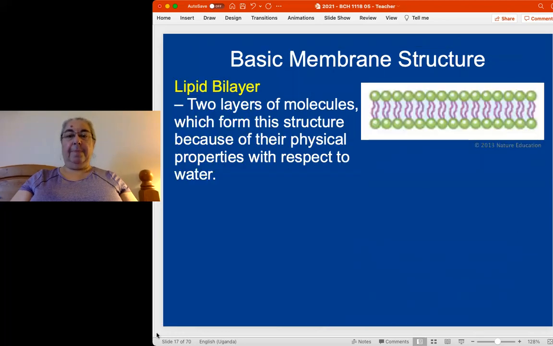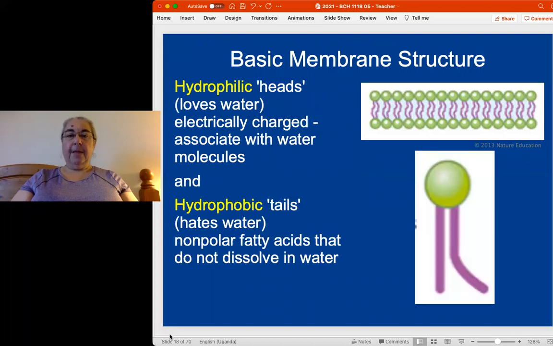So a lipid bilayer, two layers of molecules, and the reason that they line up in this particular structure is because of the way they interact with water. The hydrophilic heads are in contact with water, and the hydrophobic tails are hidden away from water. So each of those lipid molecules has its hydrophilic head, illustrated here as this green sphere, and a hydrophobic tail.